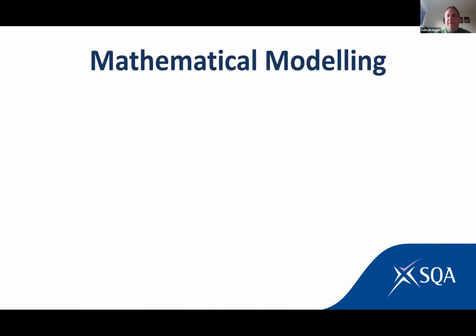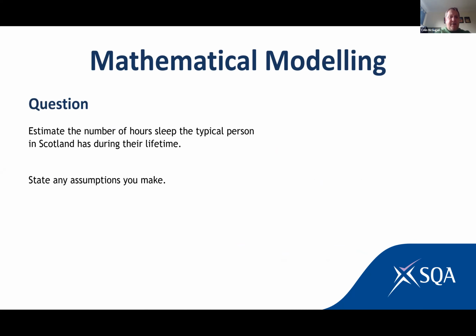So we'll dive into the first question. The first question is a mathematical modelling question, and it's a fairly simple question. It's simply: estimate the number of hours of sleep a typical person in Scotland has during their lifetime. What we're looking for the candidates to do is state any assumptions they make in getting this estimate. So it's actually the assumptions that are the crucial part of it.